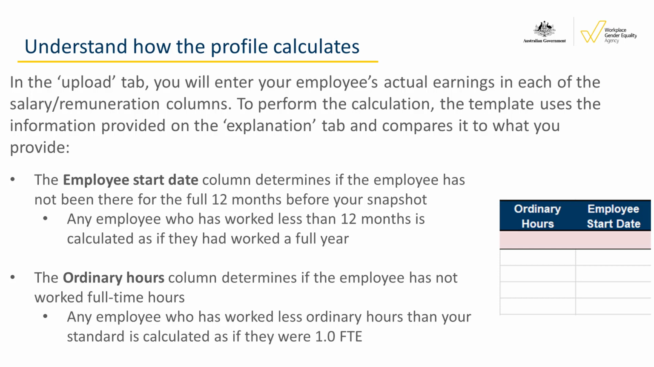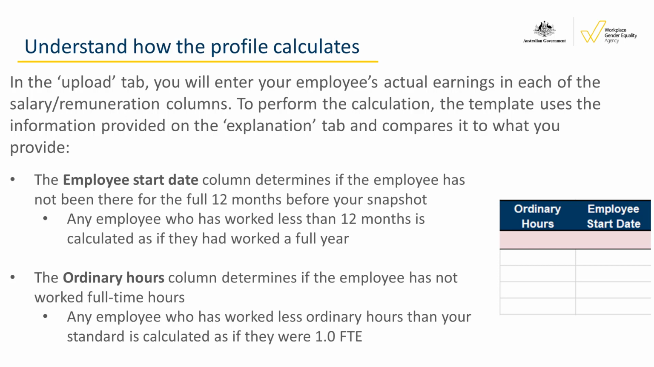In the Upload tab, you will enter your employees' actual earnings in each of the salary or remuneration columns. To perform the calculation, the template uses the information provided on the Explanation tab and compares it to what you provide. The Employee Start Date column determines if the employee has not been there for the full 12 months before your snapshot. Any employee who has worked less than 12 months is calculated as if they had worked a full year. The Ordinary Hours column determines if the employee has not worked full-time hours.